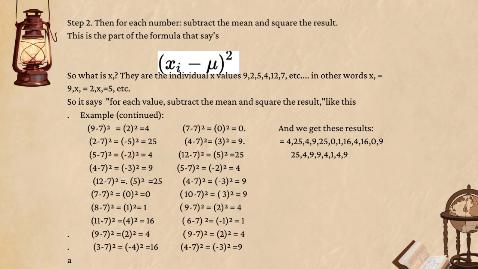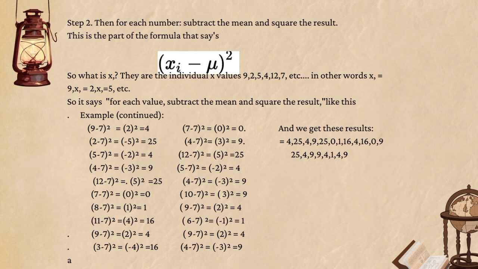Sa step 2 naman, then, for each number, subtract the mean and square the result. This is the part of the formula that says. So, yung nakikita nyong picture dyan is part siya ng formula na kailangan nating mahanap. So, what is x? They are the individual x values. Yung x values, yung kaninang number or bashes ng rows ni Sam. So, it says for each value, subtract the mean and square the result like this.